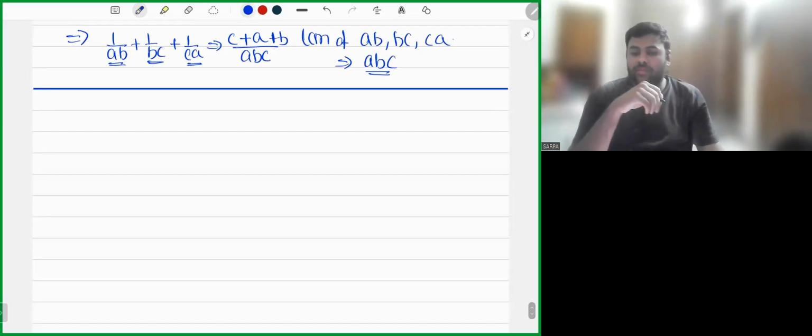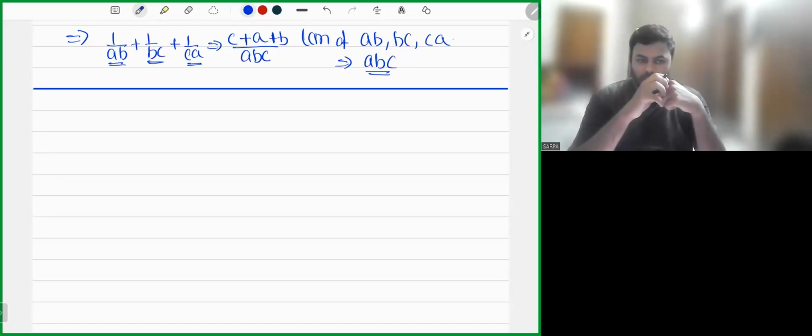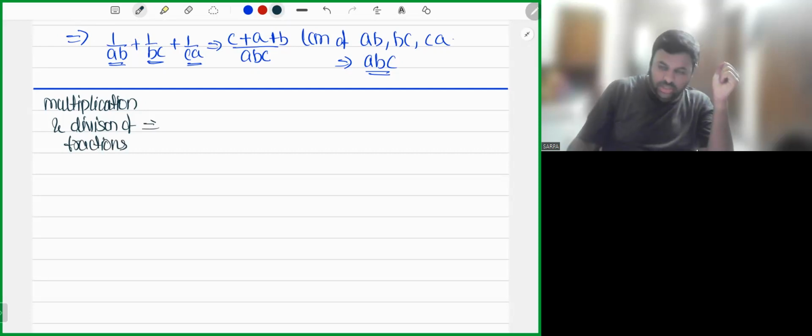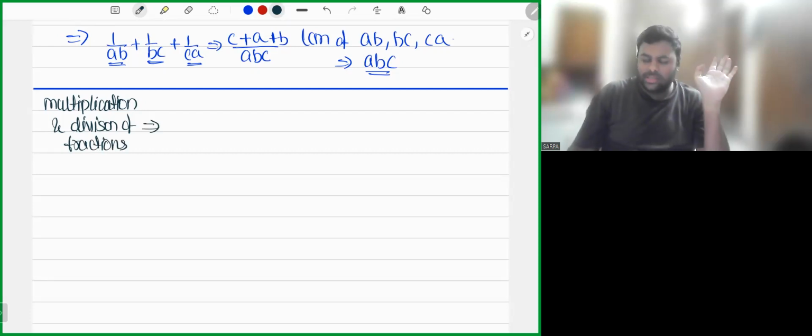Now, this LCM, we use it in many places. That's the reason I told you this once. So then what about multiplication and division? My dear friends, for multiplication and division of fractions, you need not check whether they are like fractions or unlike fractions. Just go and do it as it is.